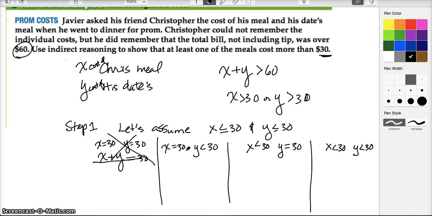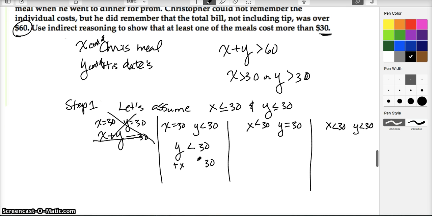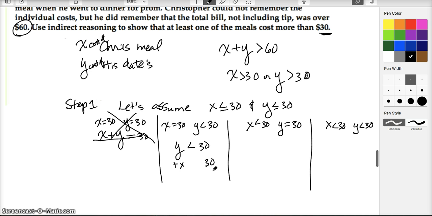Let's say that X is equal to 30 and Y is less than 30. Well, if X is equal to 30 and Y is less than 30, I'm going to write it like this, right? You remember we can add the same thing to both sides. And if I add the same thing to both sides, meaning 30 and X are the same in this situation, then that means that X plus Y has to be less than 60, which is the opposite of what we talked about. So this can't be the case.